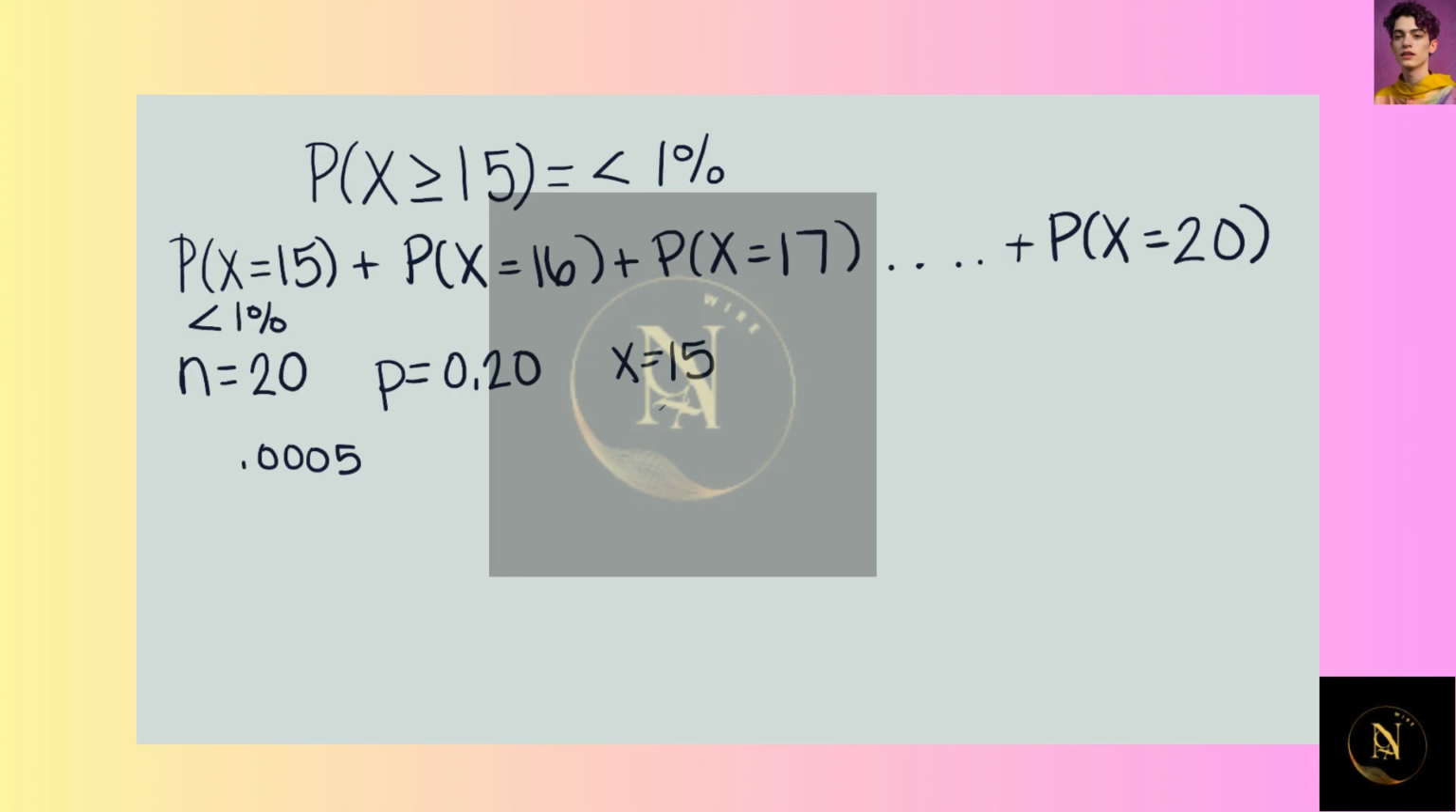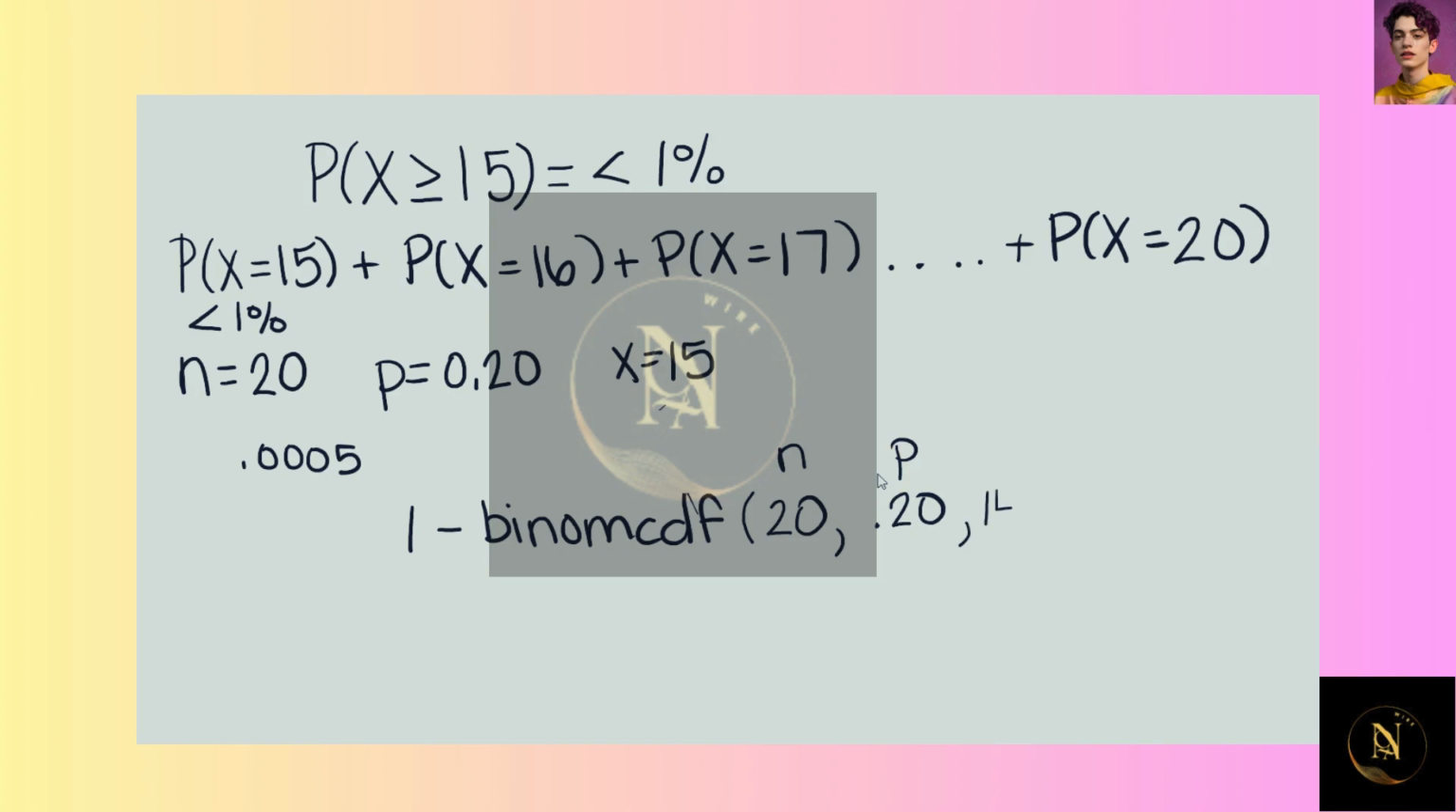To do this in the calculator, you would do 1 minus binomCDF. And the reason we're doing CDF is because this is a cumulative binomial distribution problem. When you're doing the binomCDF, we always put the n first. The n in this is 20. The probability of success is next, and that's 0.20.